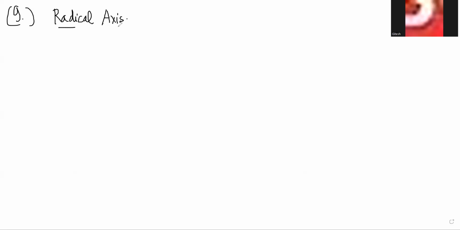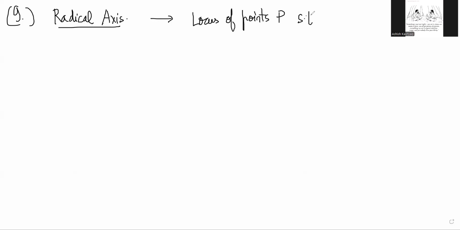Okay, we saw the main idea of what is radical axis and all, right? Did we discuss the radical axis definition? What is radical axis? It has the same power from both circles. A locus of points P such that it has equal power with respect to both given circles.